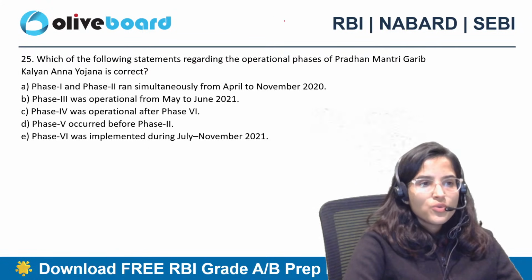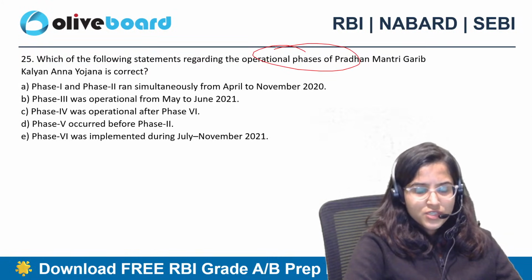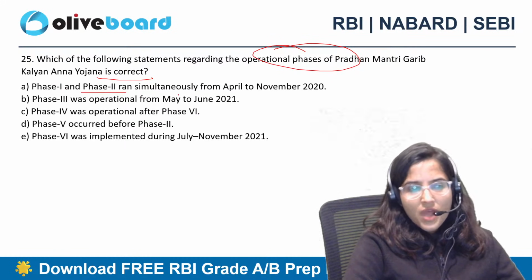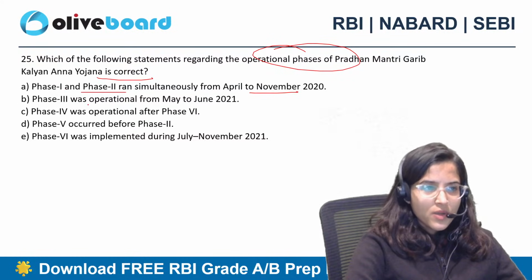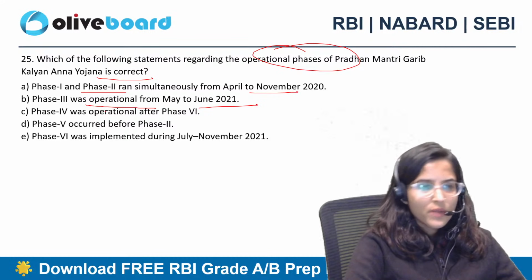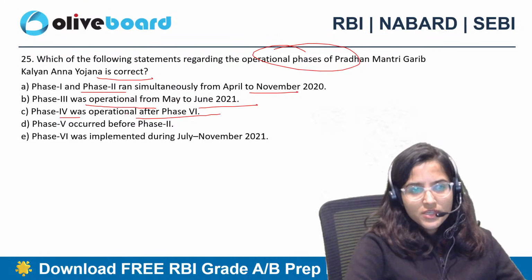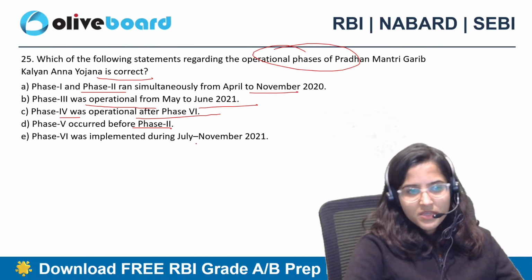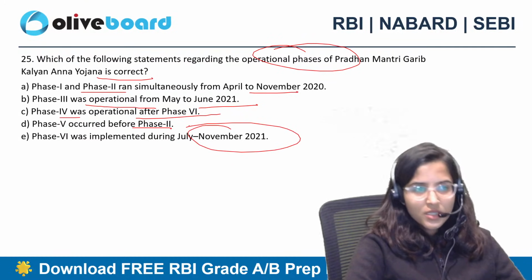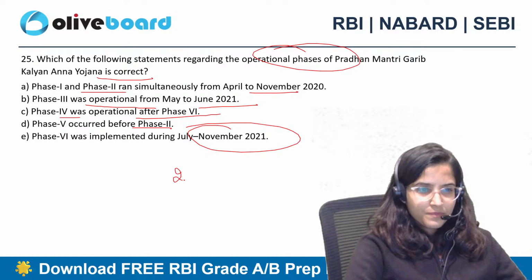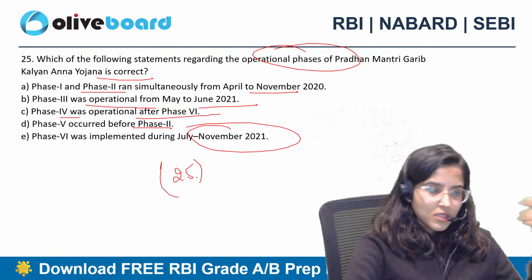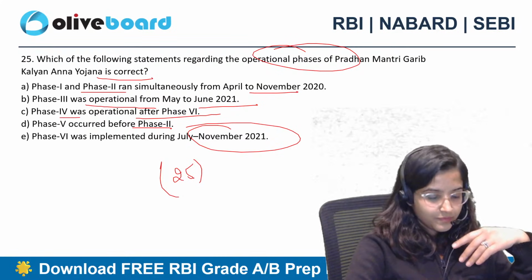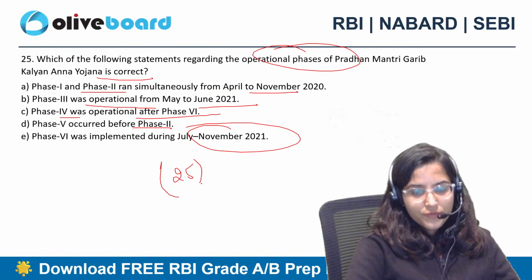Absolutely correct. Which of the following statements regarding operational phases of Pradhan Mantri Garib Kalyan Ann Yojana is correct? Phase 1 and 2 ran simultaneously from April to November 2020. Phase 3 operational from May to June 21. Phase 4 operational after Phase 6. Phase 5 occurred before Phase 2. Phase 6 implemented during July to November 2021. हाँ जी. करेक्ट स्टेटमेंट बताना है इसमें से. 25th question.